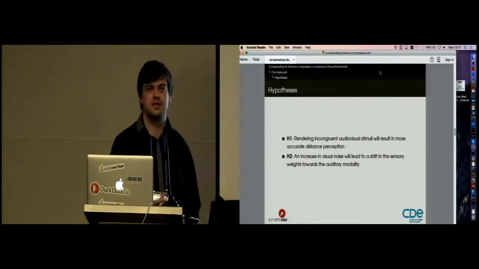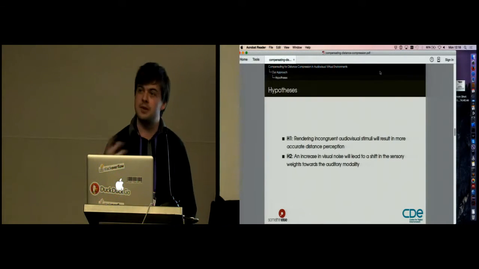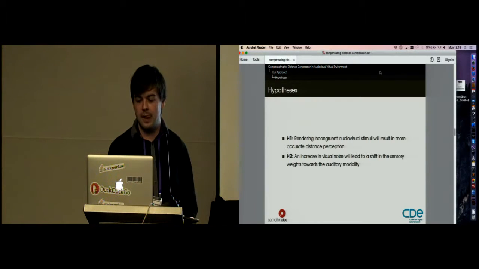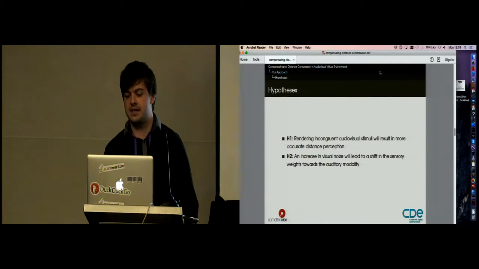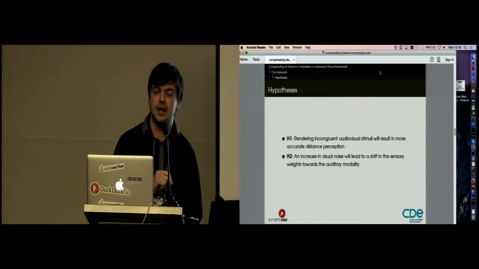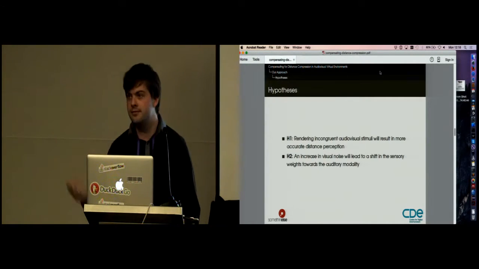Our two main hypotheses were that we would render an incongruent environment, and this would result in more accurate distance percepts in VR. The second one is a reproducible effect from the Ernst and Banks paper: as we increase visual noise in the headset environment, we expect people to rely more on the audio. This way we can verify that this statistically optimal theory is indeed working, and therefore use it to analyze our results.